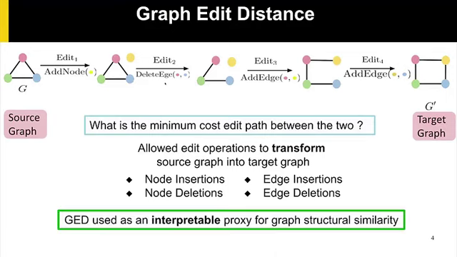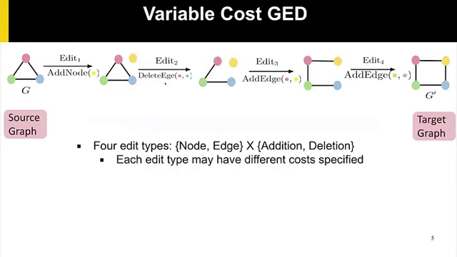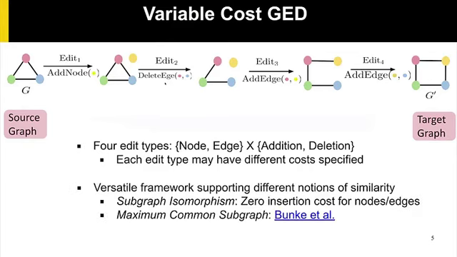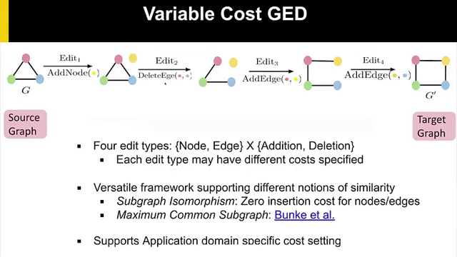As listed, there are four distinct types of edits which can be composed to provide an interpretable transformation. Now, each of these four edits may incur different costs, which leads to a very versatile framework for graph similarity comparison. For example, if we allow zero insertion costs for nodes and edges, then finding an edit path with zero total cost is the same as detecting subgraph isomorphism. And such cost specifications can be guided by application domain needs.